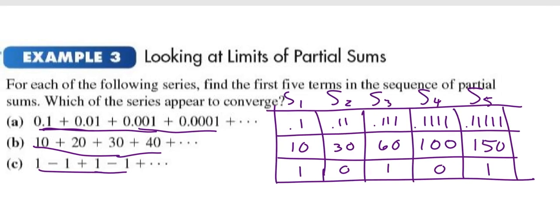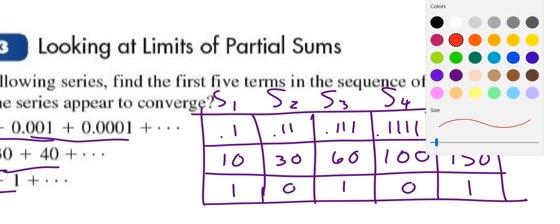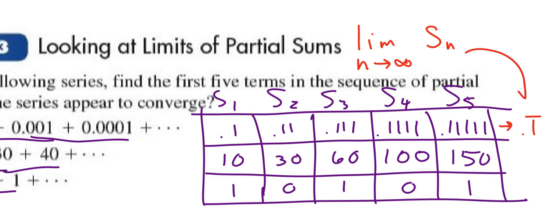I want to look at these partial sums. What do you think we're getting close to? What do you think the first one's getting close to? I hope you say 0.1 repeating. That's right. As you take the limit, as n goes to infinity, of these partial sums, that's what you're finding right there.